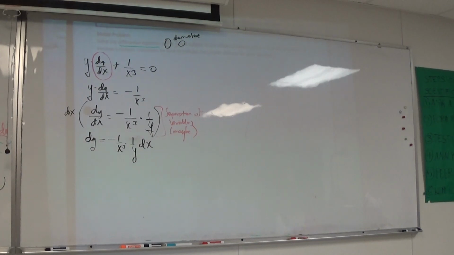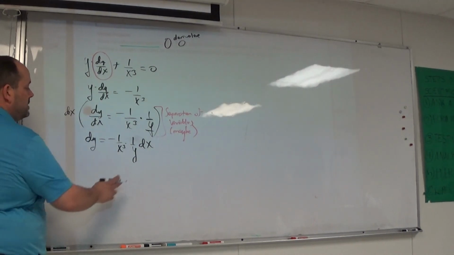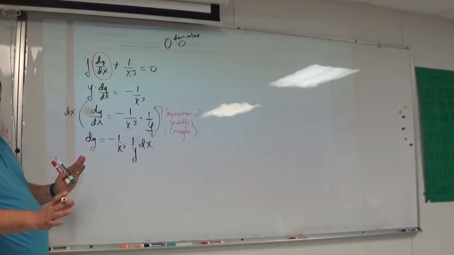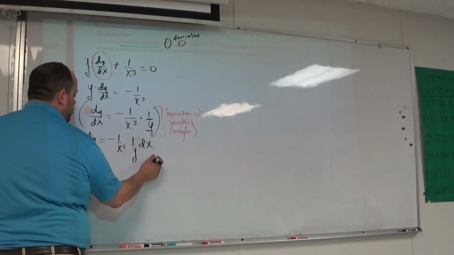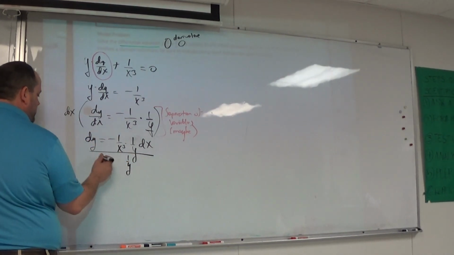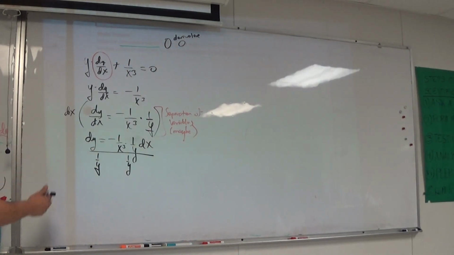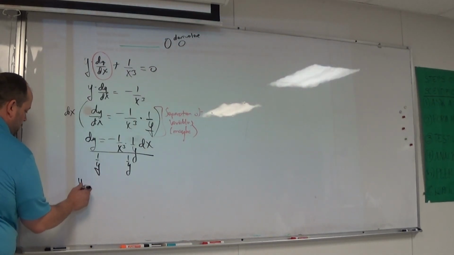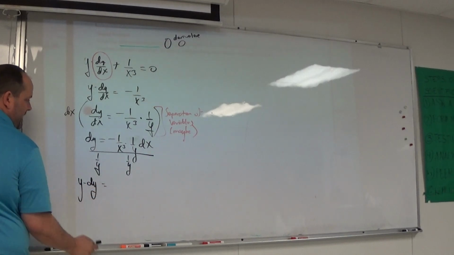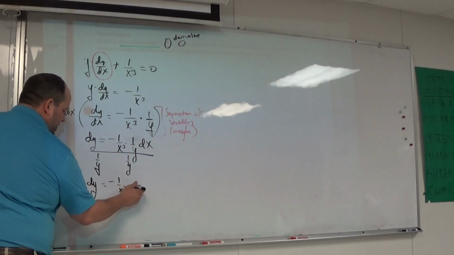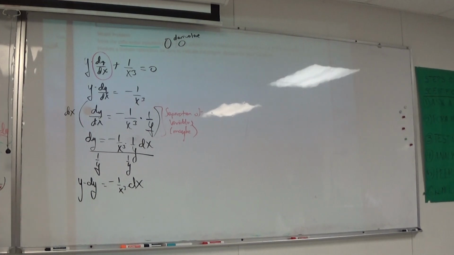Andy, you get some thoughts there? No? Okay, fair enough. Legal algebra. Jeanette? Divide by 1 over y. Would that be legal to do? Yes. Okay. Now, I heard you say divide by 1 over y. Others might say just multiply by y. Same thing. dy divided by 1 over y is y times dy equals negative 1 over x cubed dx.